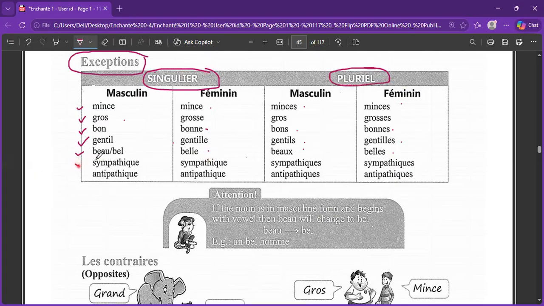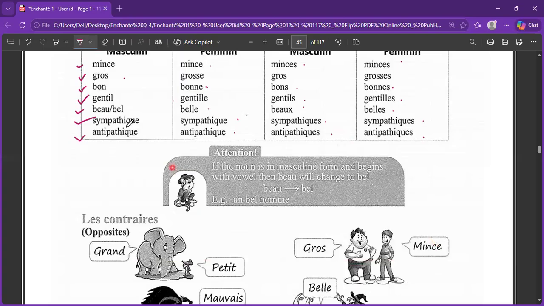Then we have sympathique, sympathique, sympathique, sympathique. Pronunciation is the same for all of them, but there is an S at the end of the plural versions. This is friendly. The opposite one is antipathique, which is unfriendly. It goes like that only. There was an exception. Two of the spellings were given there.